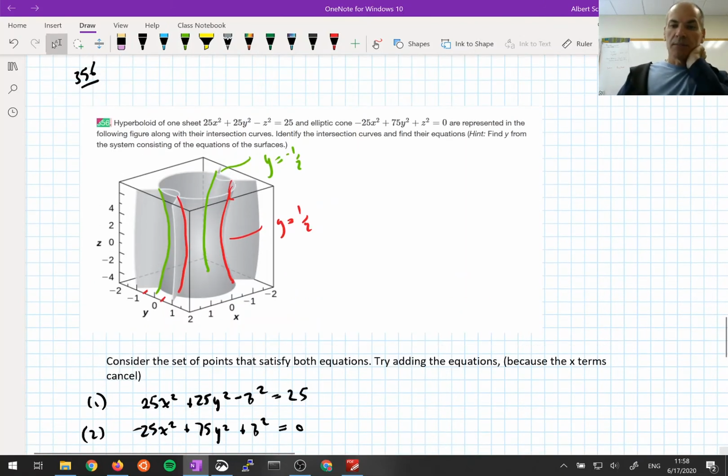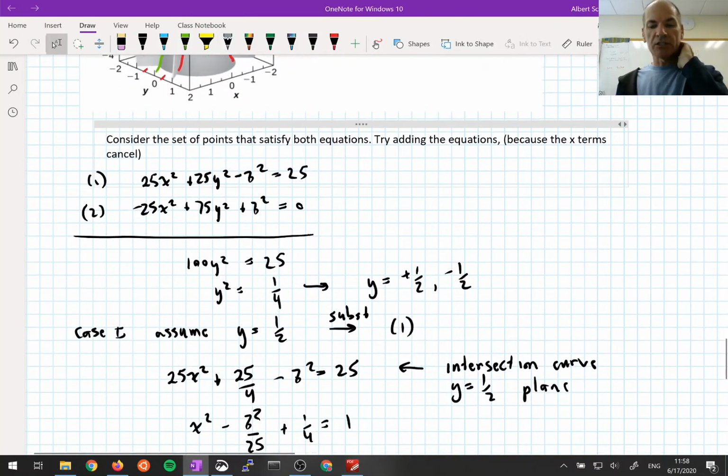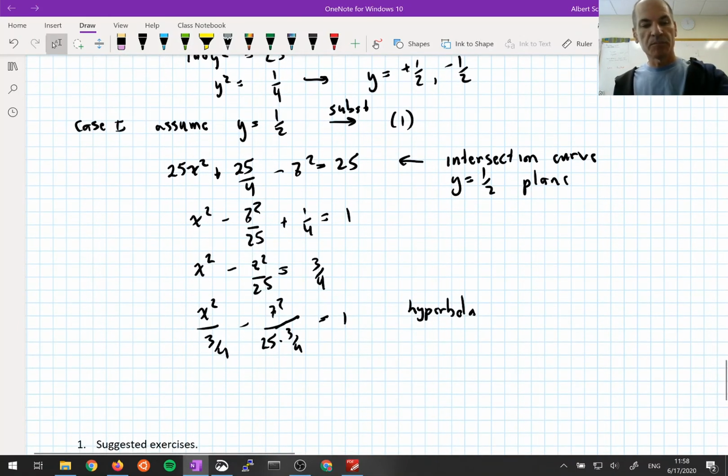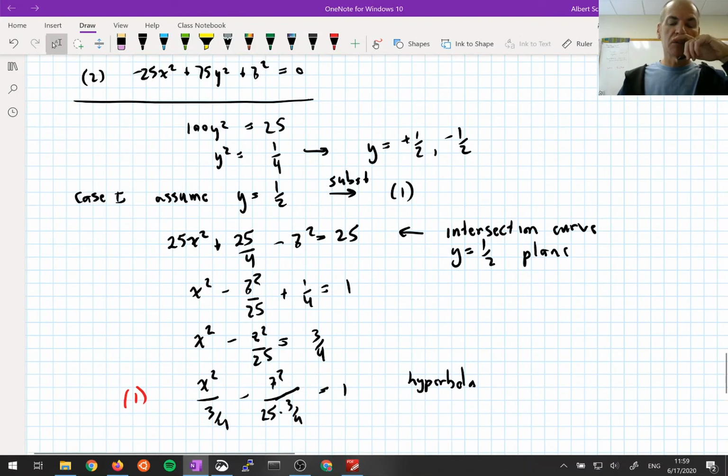All right, so let's think about this. Have we answered the question? Identify the intersection curves and find their equations. So we did find one intersection curve and its equation. That's this one.